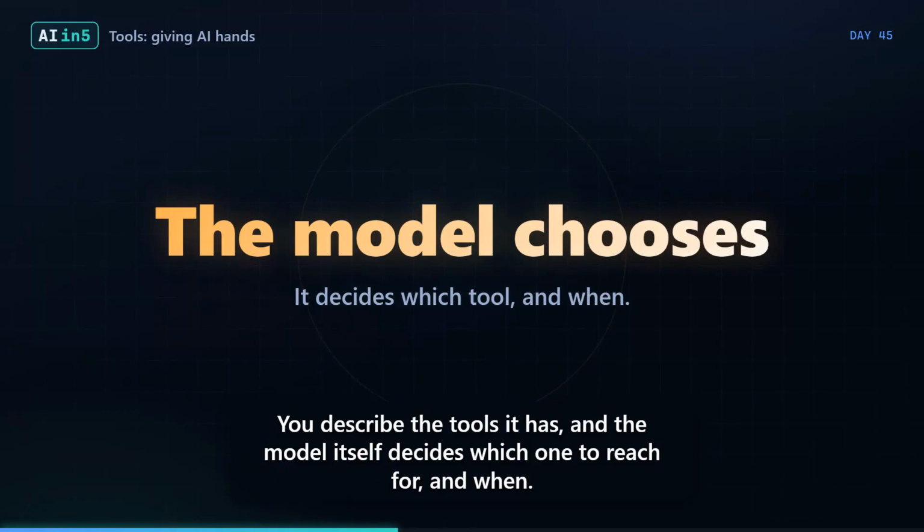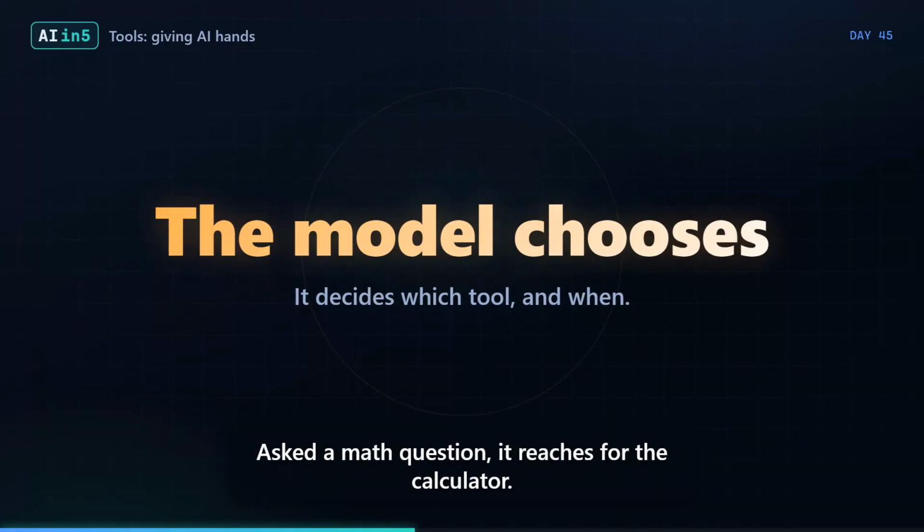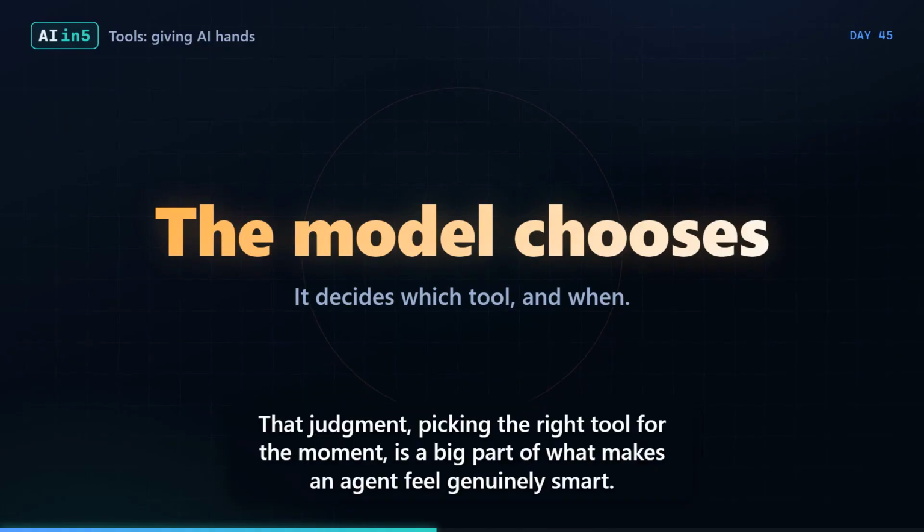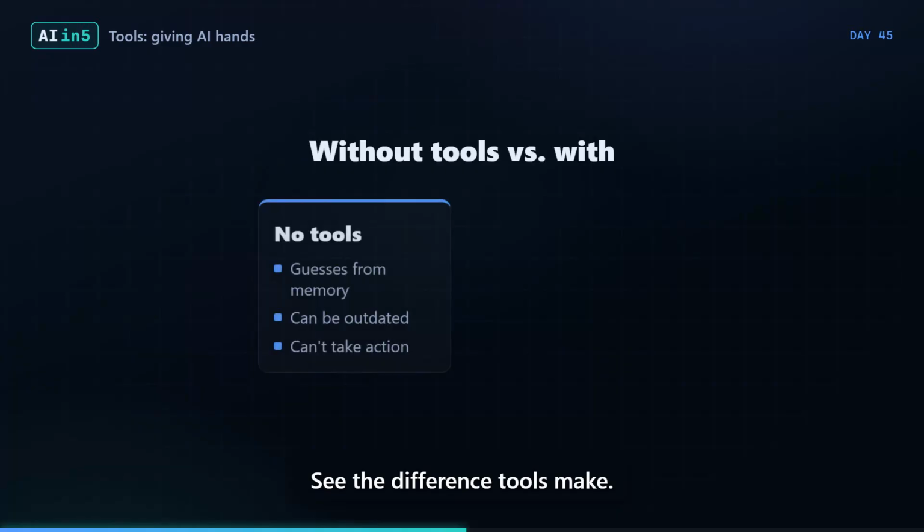And this is the clever part. You don't tell the agent exactly when to use each tool. You describe the tools it has, and the model itself decides which one to reach for and when. Asked a math question, it reaches for the calculator. Asked about recent news, it reaches for search. That judgment, picking the right tool for the moment, is a big part of what makes an agent feel genuinely smart.